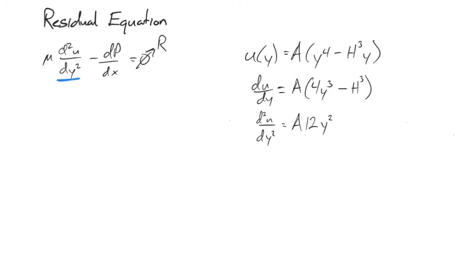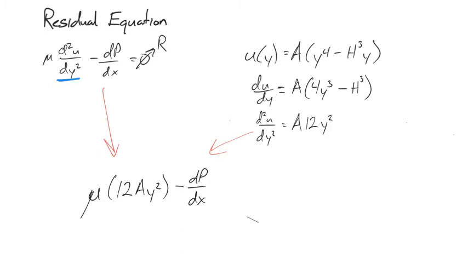We're going to take that and substitute those in together here. We bring down our residual equation and bring over our differential equation, and that all comes out to be mu times the quantity 12a y squared minus dp dx equals our residual. That's what we're going to be using as we now implement the collocation, subdomain, and Galerkin methods.